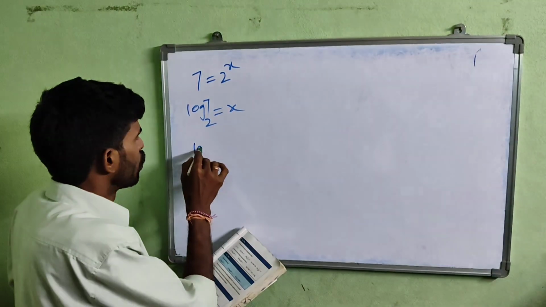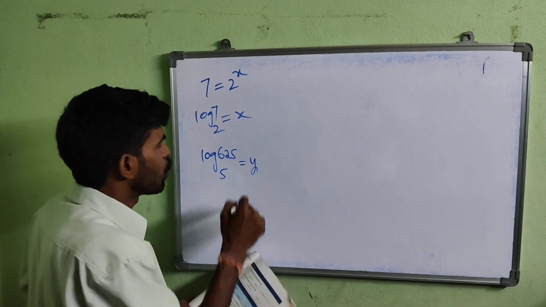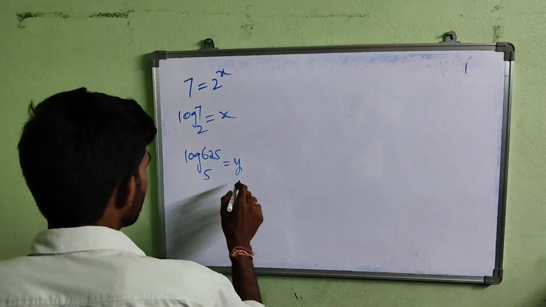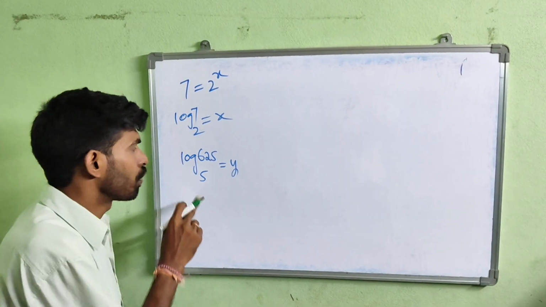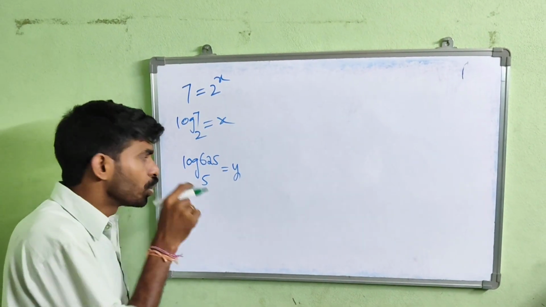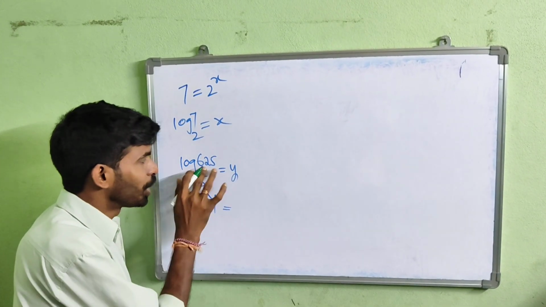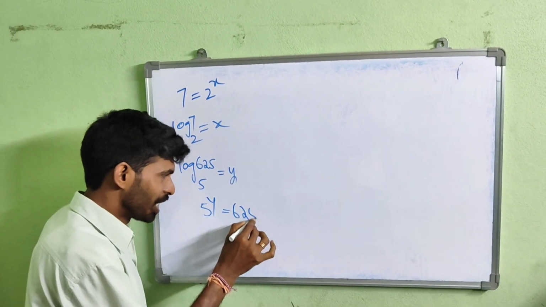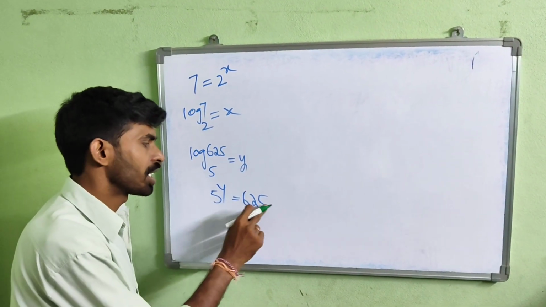Another thing: here log 5 to the 625. What is y we need to find? How can we write it into exponential form? I already told you, 5 power y equal to 625.